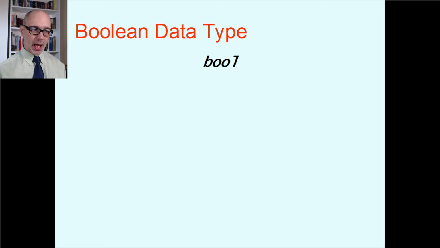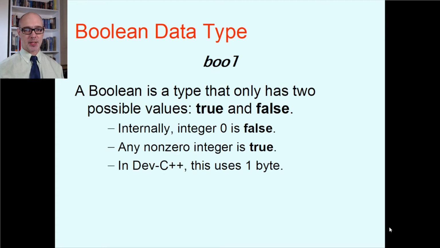And here's the last basic data type. It's called the Boolean data type, or bool for the keyword. It's actually named after a mathematician named George Boole, who studied these kinds of things in the past. And the Boolean is a type, very, very simple. It only has 2 possible values. It's either true or false. You would actually see that on the screen if you printed it out.